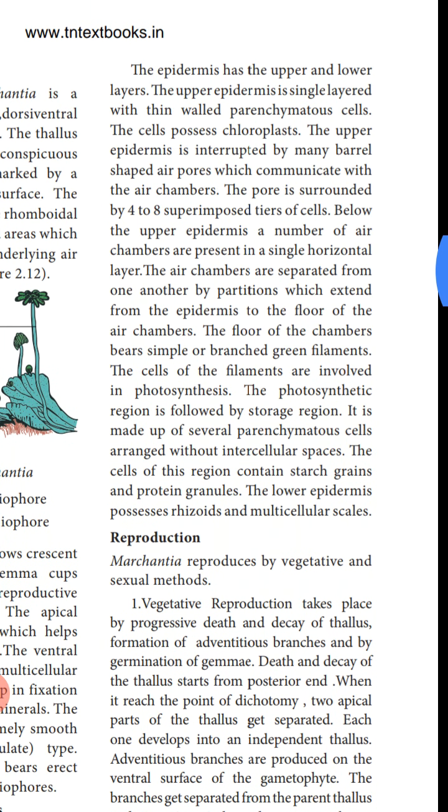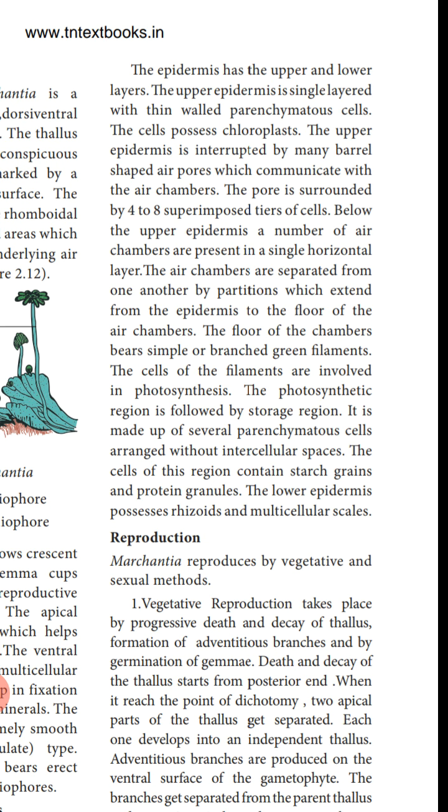So let's see the explanation here. The epidermis has an upper and a lower layer, as we already studied in the TS of the thallus. The upper epidermis is single layered with thin-walled parenchymatous cells. The cells possess chloroplasts. The upper epidermis is interrupted by many barrel-shaped air pores which communicate with the air chambers. The pore is surrounded by 4 to 8 superimposed tiers of cells. Below the upper epidermis, a number of air chambers are present in a single horizontal layer. The air chambers are separated from one another by partitions which extend from the epidermis.